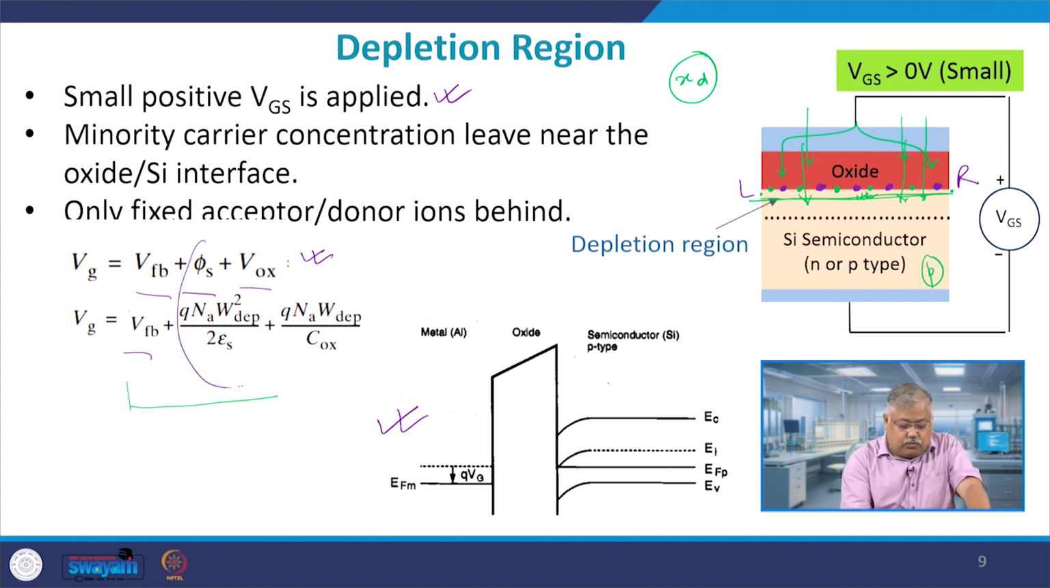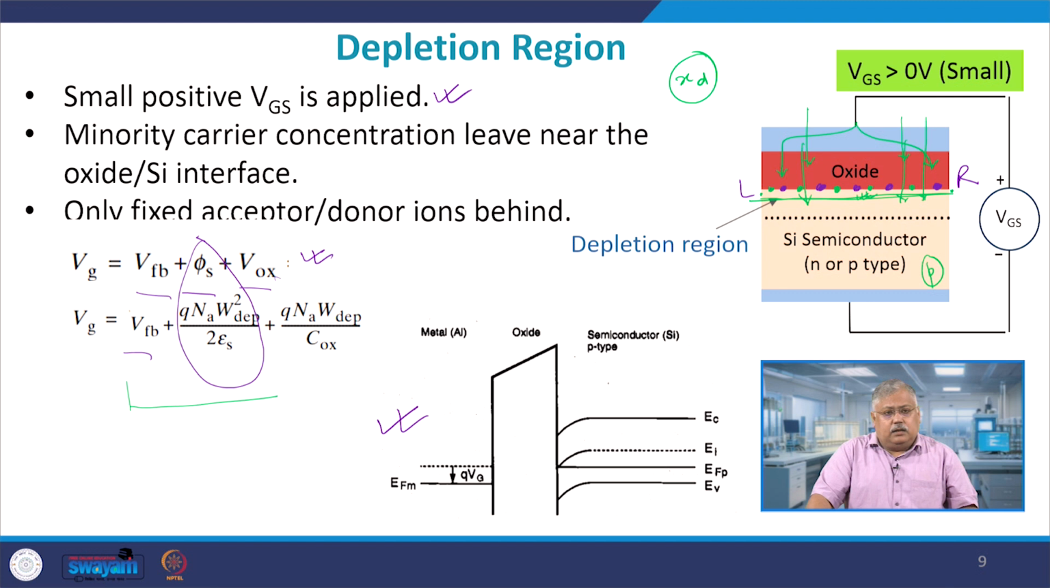Psi s has a formula given by this, and Vox can be given by this, and we can write this as Vg equals Vfb plus Q times Na W depletion squared by 2 epsilon silicon, plus Q times Na W depletion by Cox. So on what parts does the gate voltage go? The gate voltage which we apply will first make the bands flat, then some of it will fall across the oxide layer and the rest of it will appear as a surface potential, which will be depleting the channel, right.